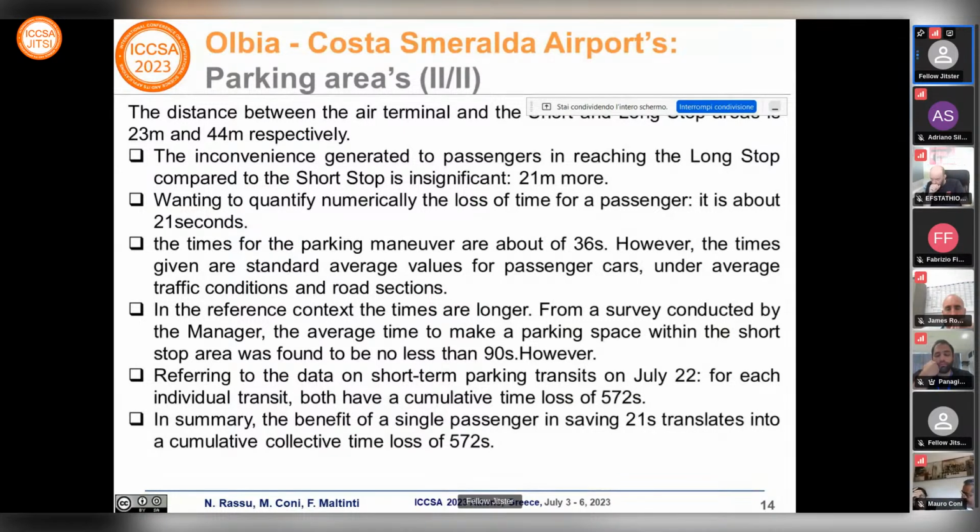Conversely, from a survey conducted by the management company, the average time to make a parking space within the short stop area was found to be no less than 90 seconds. Referring to the data of the short-term parking area transit on July 22, for each individual transit, they have a cumulative time loss of 572 seconds.